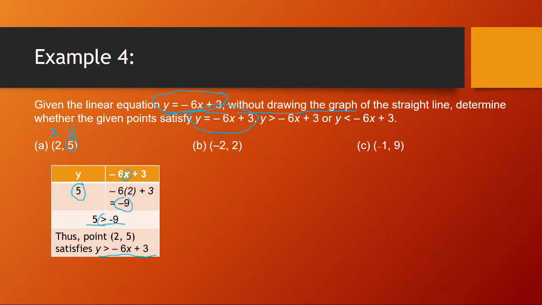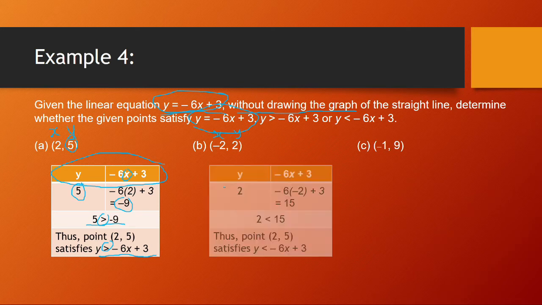As long as it is greater, it satisfies the inequality over here. It is the same. Now we look at the second example here, for (-2, 2). This is the value of x, this is the value of y. You are going to draw another table of values by filling in y and -6x plus 3 like this. y on the left and -6x plus 3 on the right. So y is 2, you write down here as 2. -6x, the x right now will be -2.